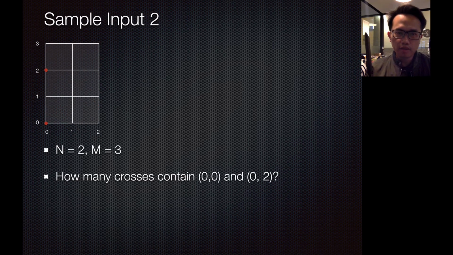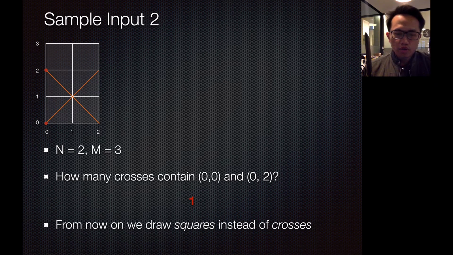Now let's look at input sample 2. A 2 by 3 Cartesian grid, and there are 2 red dots, k equals 2. Let's count how many crosses contain those 2 red dots. This cross? No, because it only contains 1 red dot, not 2. But this cross contains both red dots. And it turns out that that's it. The answer is 1. There's only one cross that contains both red dots in this grid.